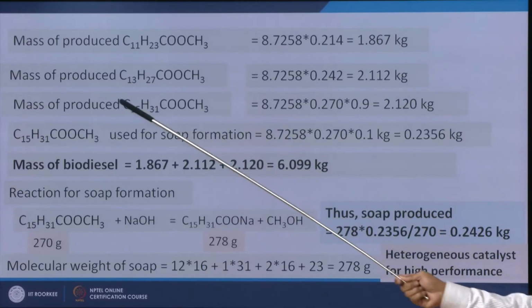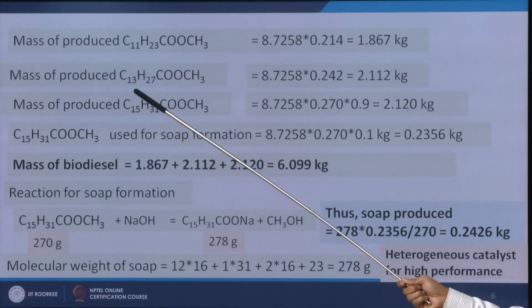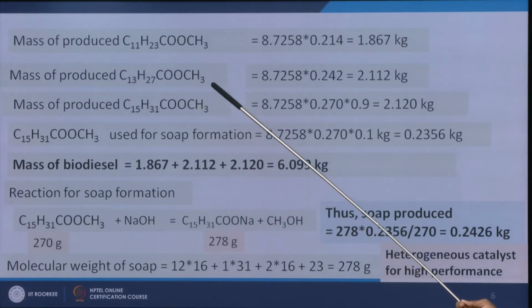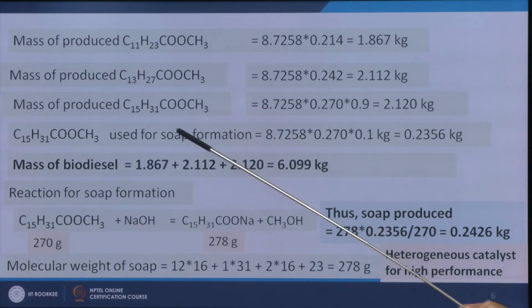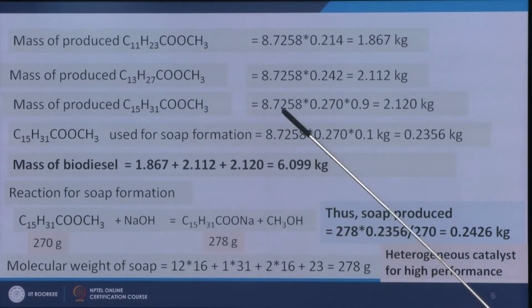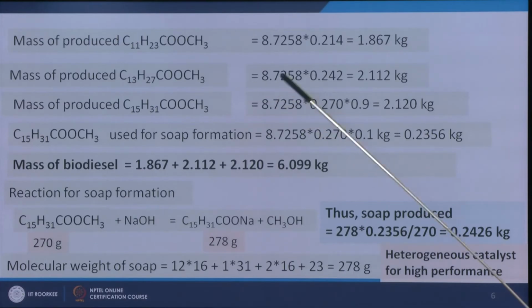Similarly, the mass produced from this acid's esters is equal to 8.7258 into 0.242, this is the molecular weight, that is equal to 242 gram. So, 0.242, that is equal to 2.112 kg, and the third one that is produced is 2.120 kg. So, these are the different amounts of the different esters.